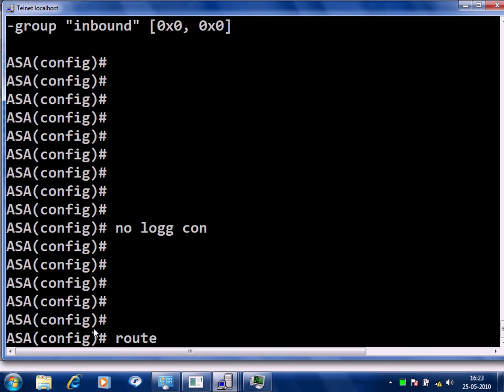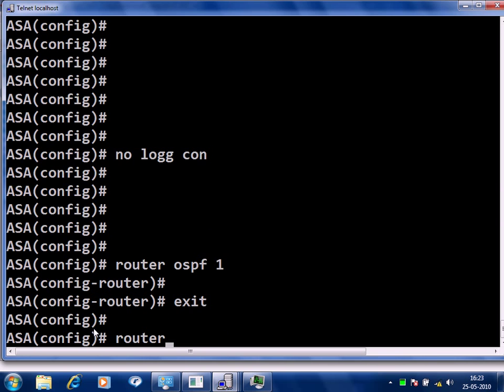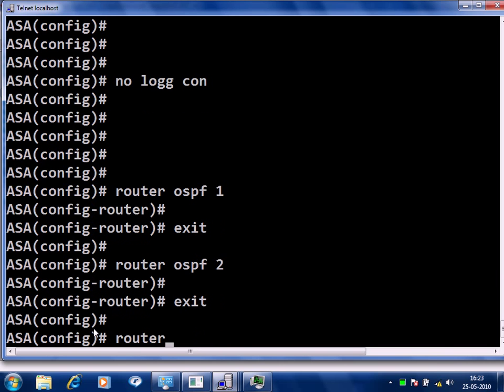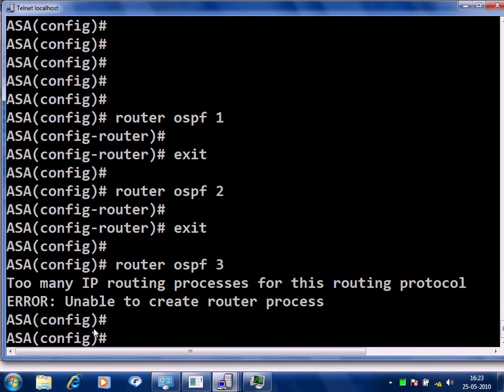Router OSPF 1, router OSPF 2, router OSPF 3. What does it say? If you are reading somewhere in the book that only two OSPF processes can be configured on an ASA, you should test it. I did not even configure any network or anything. Just create those processes and it will give you the error if it is not supported. In ASA, only two OSPF processes can be configured, only one EIGRP, and only one RIP.